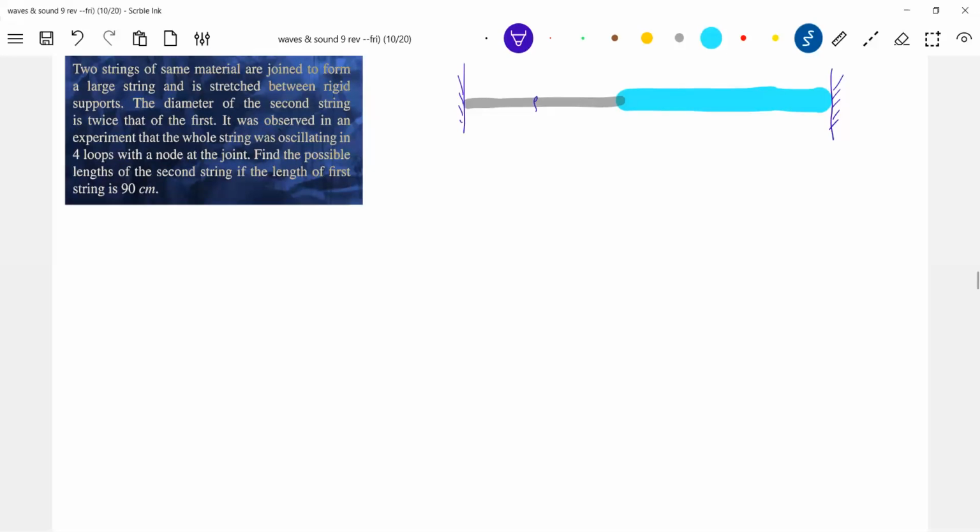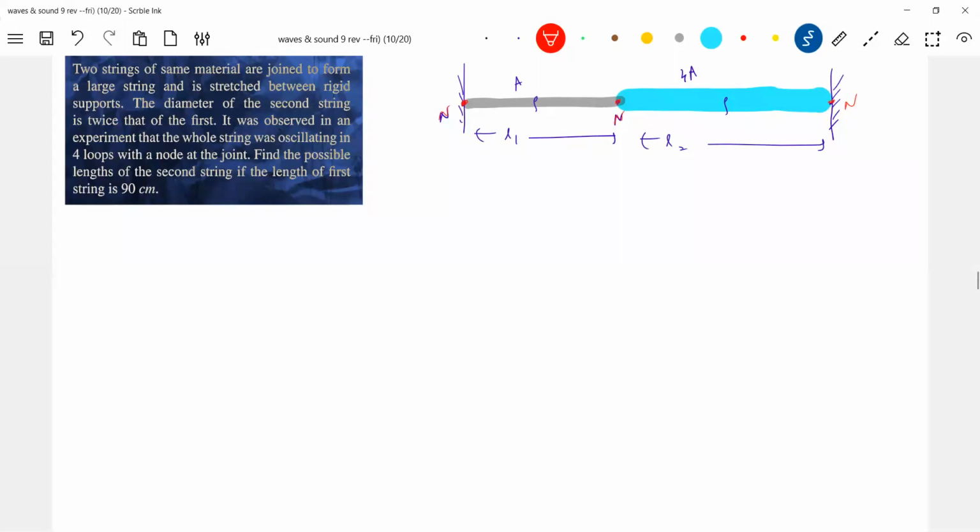Both are of the same material, rho. The diameter of the second string is twice that of the first one. So area of cross section will become 4 times. If this is A, this will be 4A. Let's not go for modes and the length of this, we know it. It was observed in an experiment that the whole string was oscillating in 4 loops with a node at the joint. Okay, this should be strictly a node. What is the possible length of the second string?